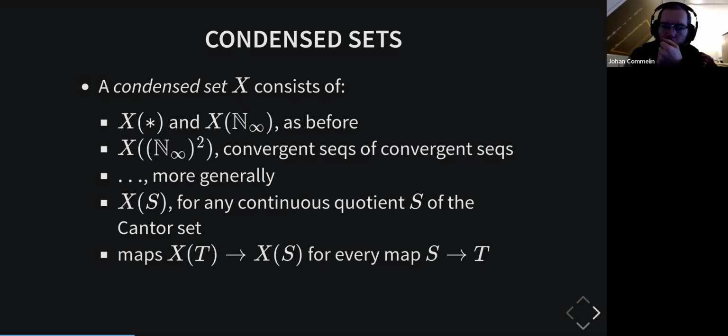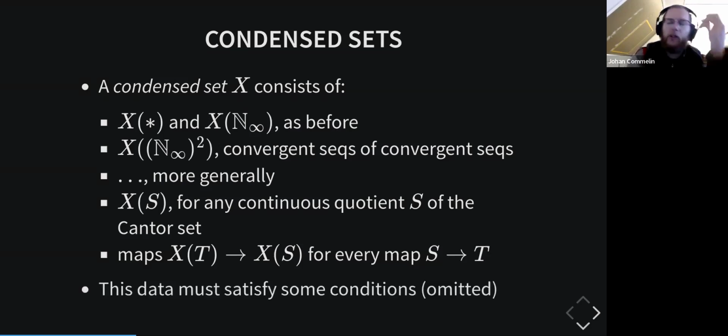And then we also need to know how all these sets interact. So now we want maps from X_T to X_S for every map from S to T. And every map from S to T, I mean as like a continuous function. So it should respect the topology that S and T get as being quotient spaces of the Cantor set. And then all this data must satisfy some conditions, which turn out to be some sort of sheaf conditions. And I'm not really going to talk about those sheaf conditions, but you can imagine what they might be.